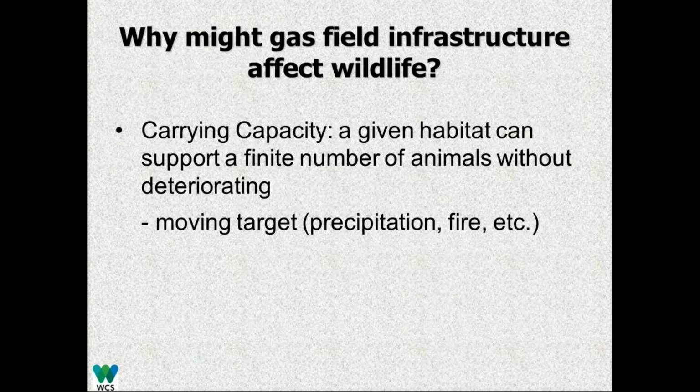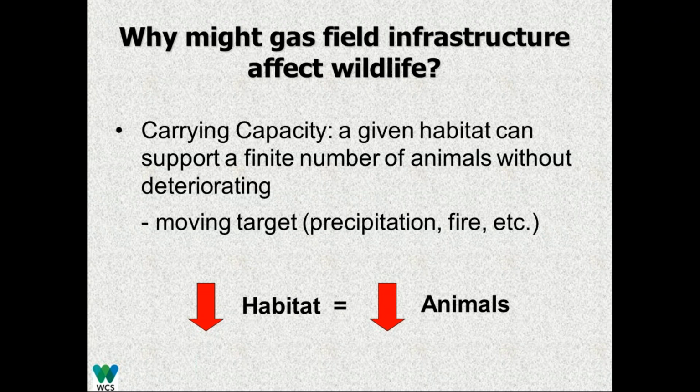And the question is, why might gas field infrastructure affect wildlife? Well, this is just simply through the idea of carrying capacity. There's a lot of different ways to define carrying capacity, but for the purposes of today, I'm just going to define it as the concept that a given habitat can support a finite number of animals without deteriorating. But we know this is a moving target from year to year, from things like precipitation or perturbations and disturbances such as fire. But generally, we know if we decrease either the amount or the quality of habitat, we have fewer animals.